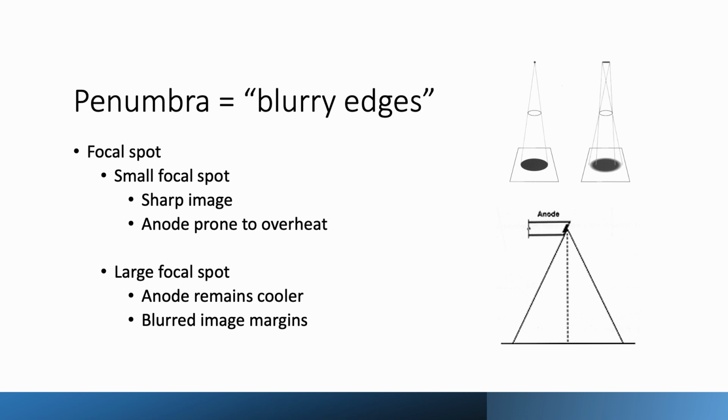Penumbra refers to blurry edges, and basically a smaller focal spot will lead to a sharper image, although the anode could overheat with a smaller focal spot. If we have a really large focal spot, the anode will stay cooler, but the image margins will get blurry. I also see this with collimation. So if I am collimating for a really large dog or cat, the edges of the image might appear blurry. Whereas if I am collimating in a much smaller area, the entire image appears sharper. But this has to do with the focal spot.